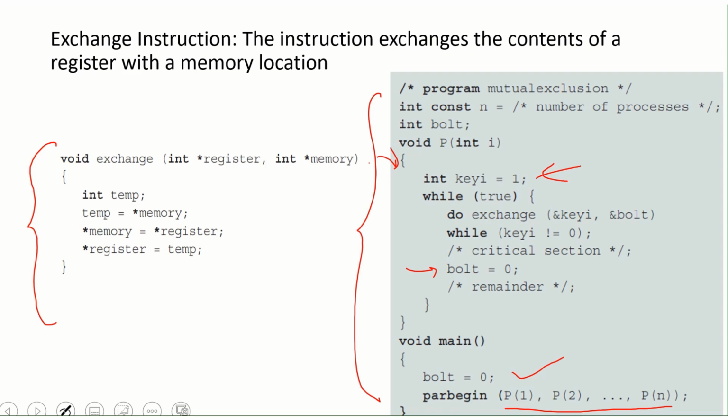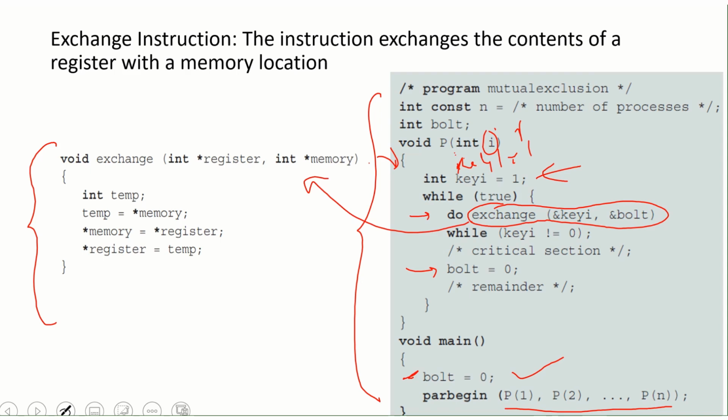So now we'll see the working of this code. Suppose P1 gets bolt equal to 0. So here what will happen? Key i will be what? 1. So for P1, key 1 will be equal to 1. So while true, now what is this? Do exchange. Exchange is a function, so it will go here.